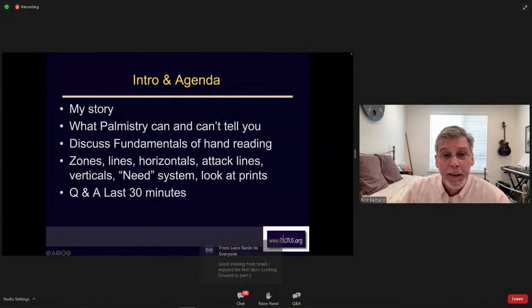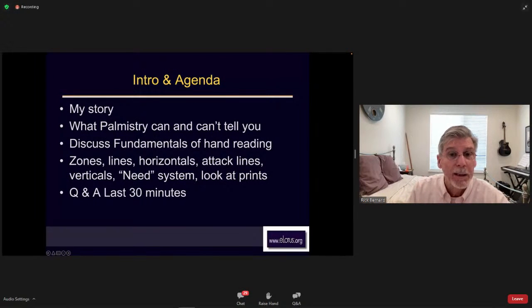Today, we're going to do zones in the hand, different areas of the hand, kind of learn orientation of the hand, just kind of a landscape. Just by taking a brief look at the hand, we can get an idea of what the person's like. We're going to study horizontal lines, and vertical lines, and what the difference is. We're going to study what are called attack lines or opportunity lines and what those are all about.